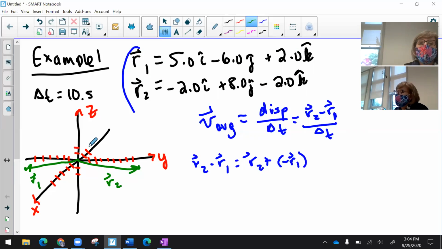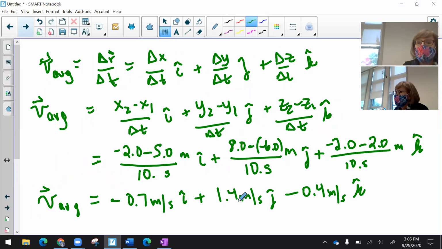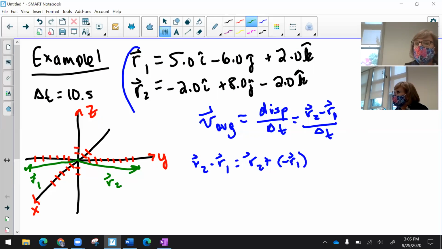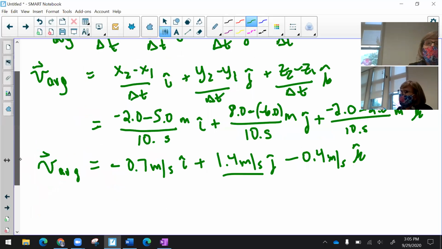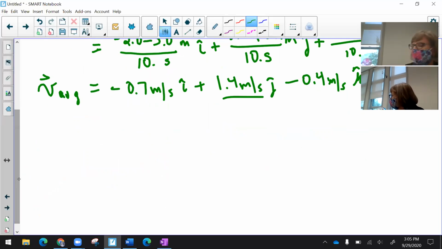If you think about the Y components, we're starting at a negative Y and ending at a positive Y. What sign do you think the Y component of the average velocity should have? Positive, which it does. And then if we look at the Z direction, we're going from a positive Z to a negative Z direction. So again, our average velocity should point negative, which it does.